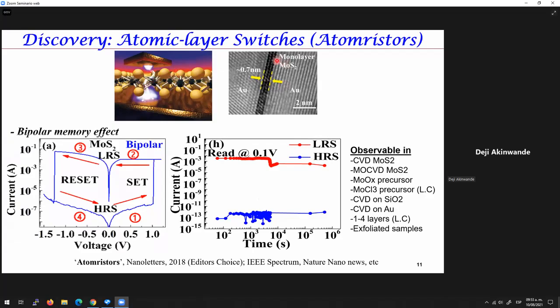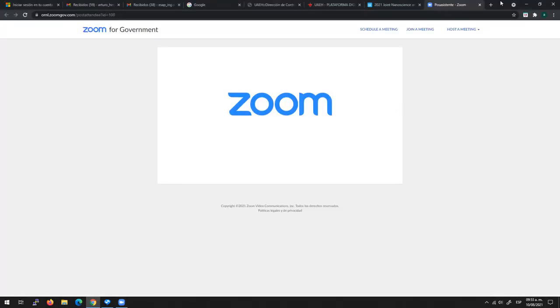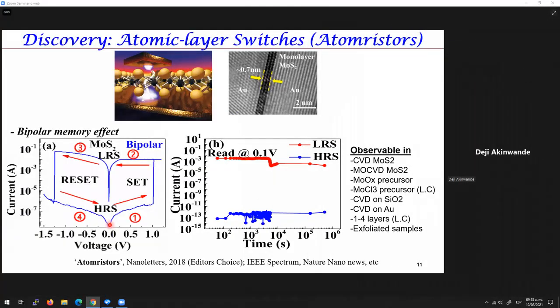So you see the cross-sectional TEM here. We call this atomristors, which is just a technical jargon to denote memristor effect in atomically thin materials. So you see here a typical bipolar memory curve that we observe. Initially, the current is very, very low, so we call that the high resistance state following standard terminology. And then around 1 volt in this particular sample, you get an abrupt switching to very high current. So then that is the low resistance state.